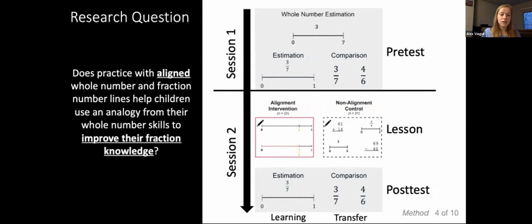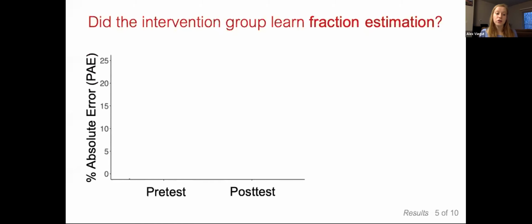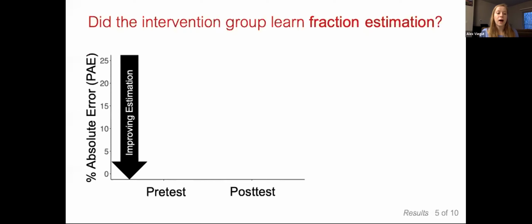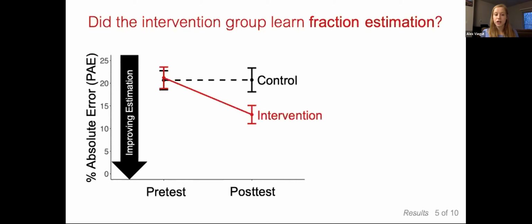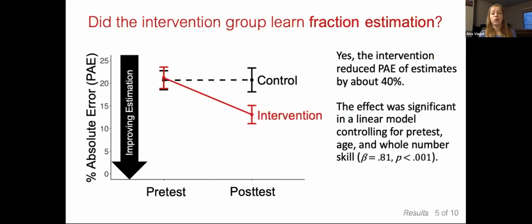So first, let's look at the learning results. Did the intervention group learn the target task of fraction estimation? Here I'm plotting PAE, or error, so lower is better. At pretest, both groups had pretty high error, which is not surprising. These were young kids who didn't really have a lot of experience with fractions before. And then at post-test, the control was unchanged, but the intervention group had much lower error than the control. This was about a 40% reduction in their errors, or their percent absolute error. And this effect was significant when we control for pretest, age, and whole number skill.